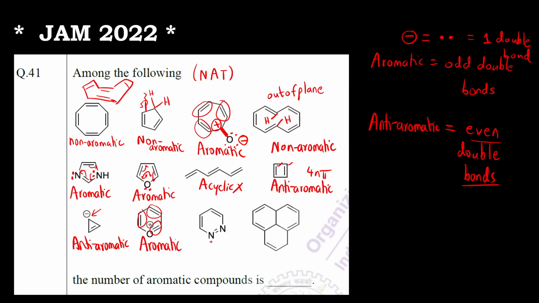Here nitrogen, both the lone pairs are outside the conjugation. Okay, they are not involved in resonance. So 2 plus 2 plus 2, 6. So this is also going to be aromatic.